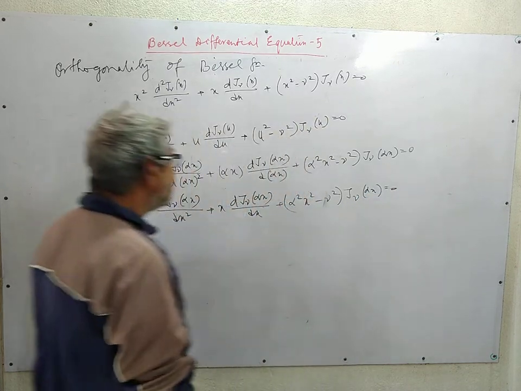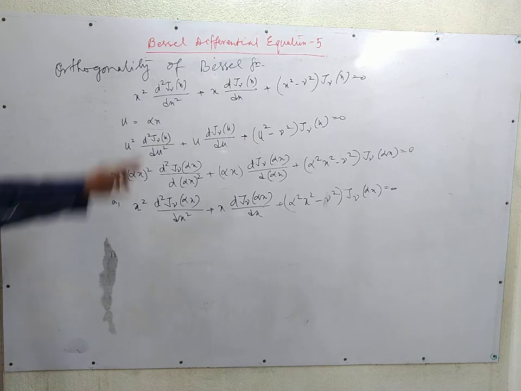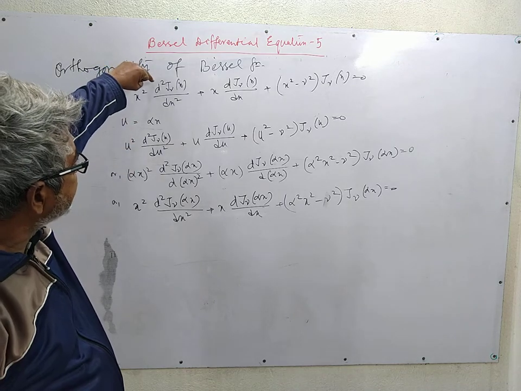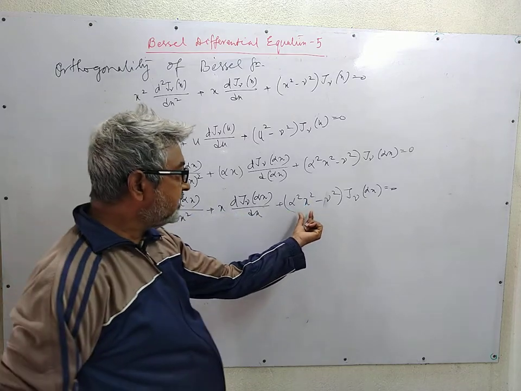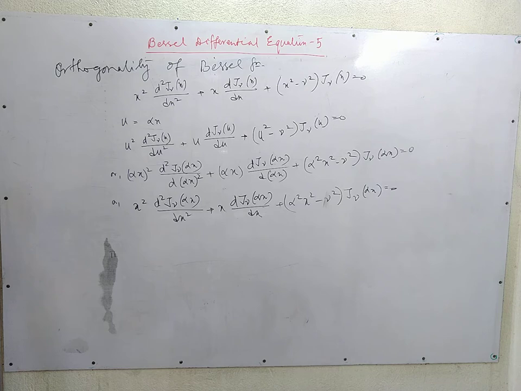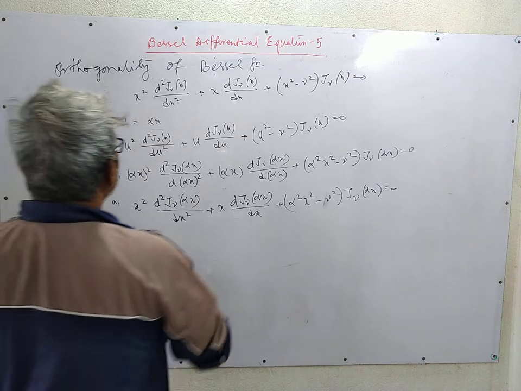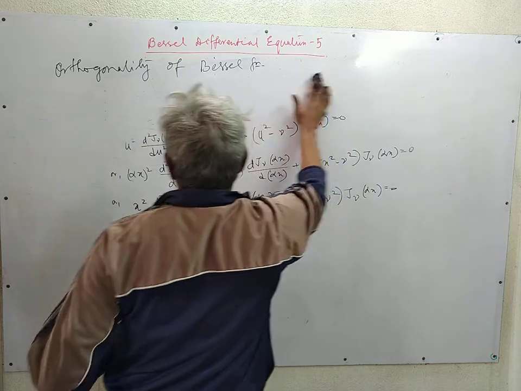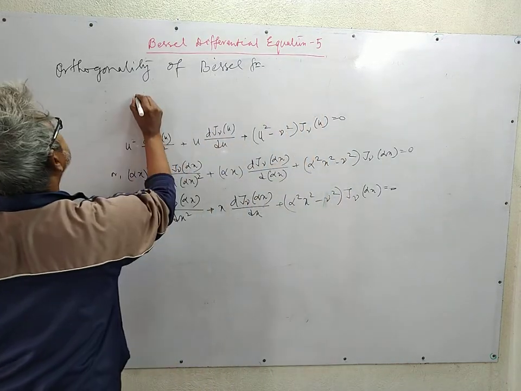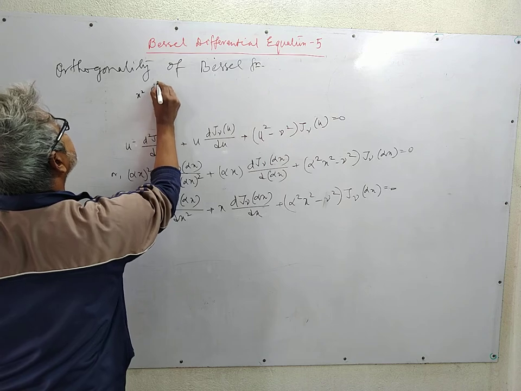The conclusion is that if j nu of x satisfies this equation, j nu of alpha x satisfies this equation, where only in this part x is replaced by alpha x, and the argument of the Bessel function changes. So this is one important relation. So we write this equation like this, for future use.